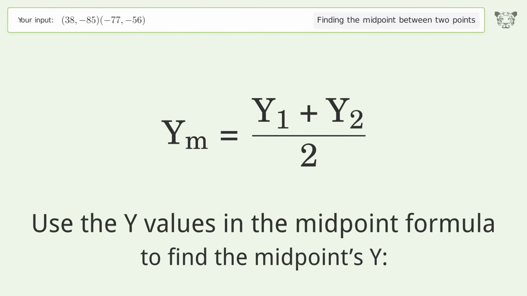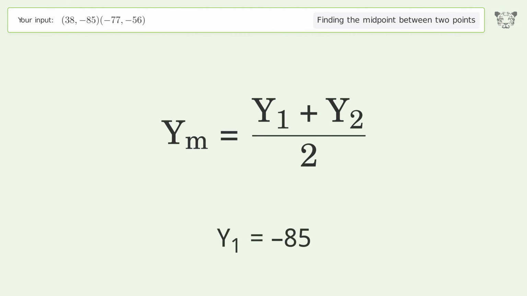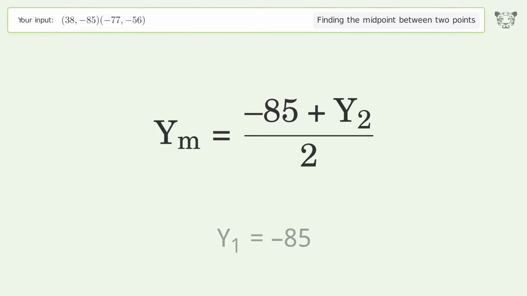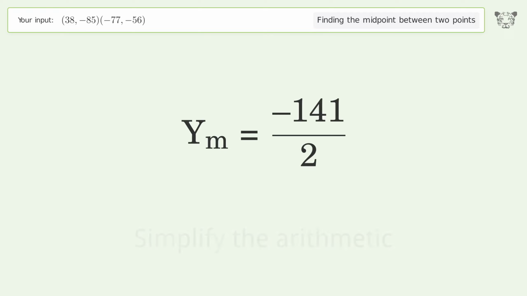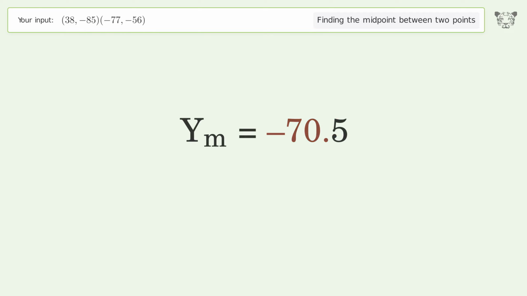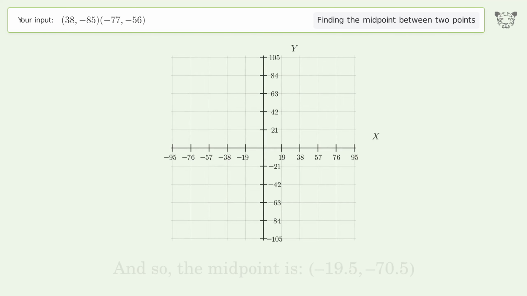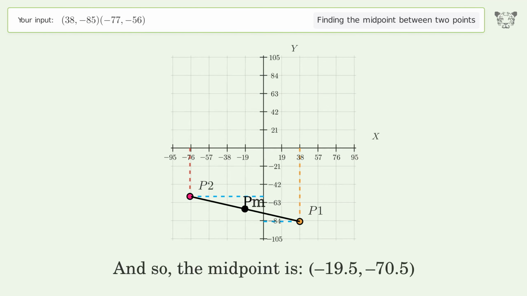Use the y values in the midpoint formula to find the midpoint's y. y1 equals negative 85. y2 equals negative 56. Simplify the arithmetic. And so, the midpoint is negative 19.5, negative 70.5.